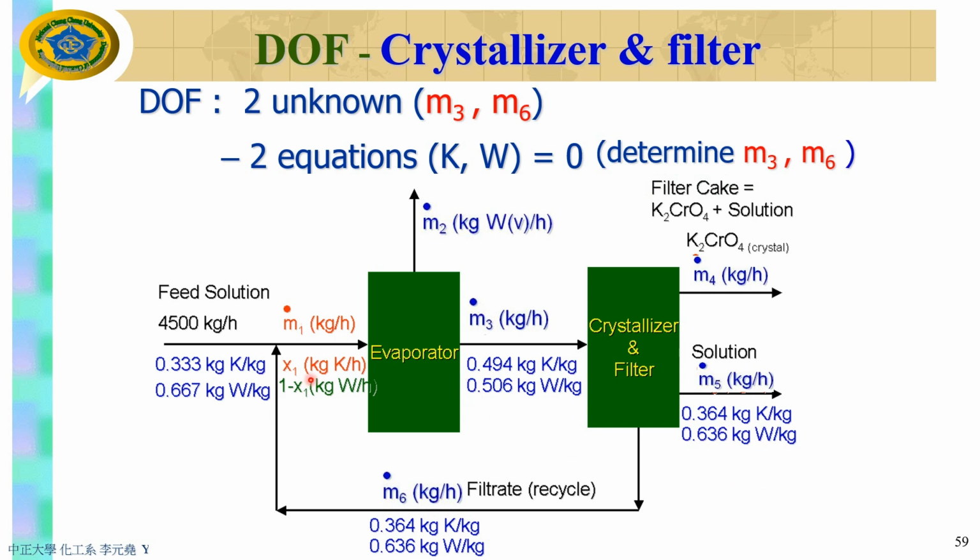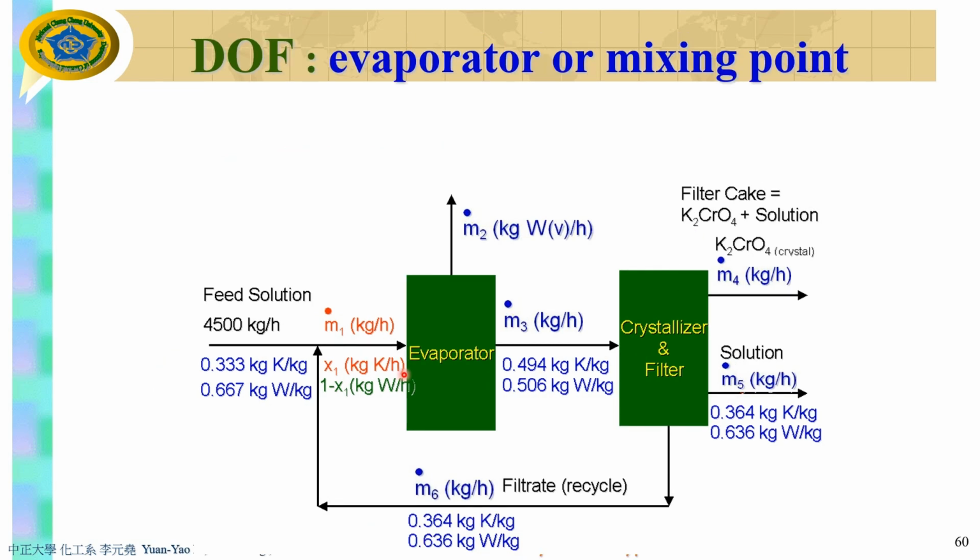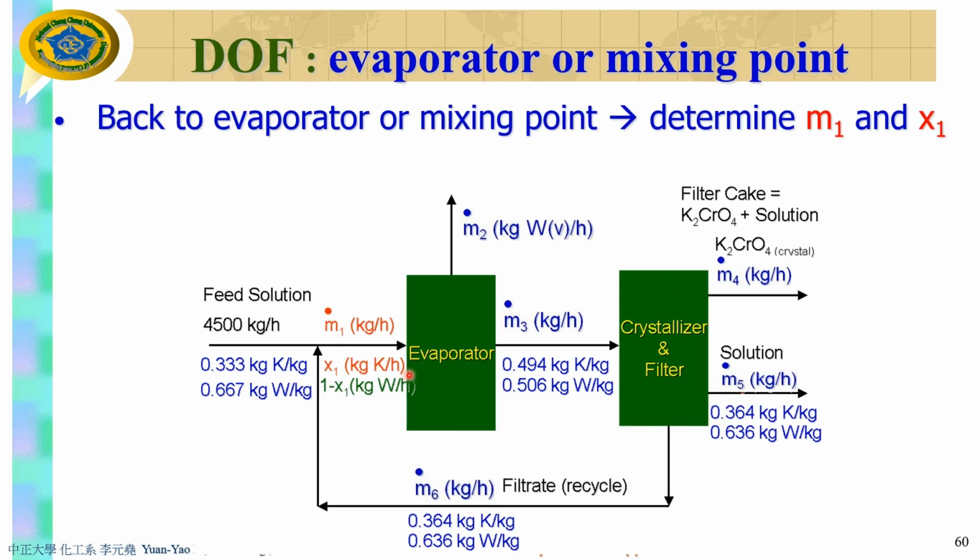And then now there are only 2 unknowns here, so you can use this and you can use this to get these 2. Right? So evaporator or mixing point, you can get these 2. 2 equations, 2 unknowns, 2 equations. Okay? So you do the calculation, please. I don't want to waste your time, and please go home and practice this example.